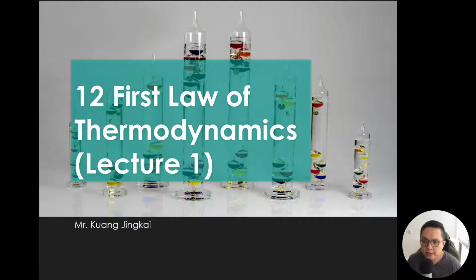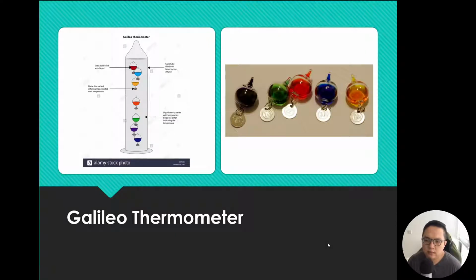Anyway, you see on my screen now that there are these glass beakers at the back with colorful floating bulbs inside them, right? And you'll be wondering what exactly it is. So let's quickly show you what these are. This is basically called a Galileo thermometer. It's basically a thermometer. You can see that there are different bulbs with different colored liquids inside. There are different liquids as well. They have masses attached to them.